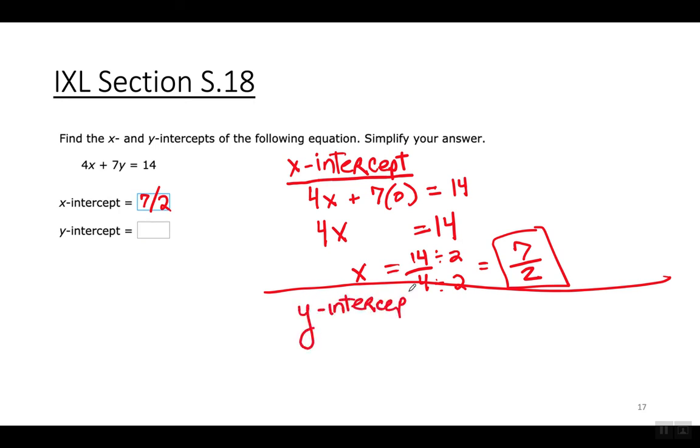I gotta make X equal to 0 and solve for Y.